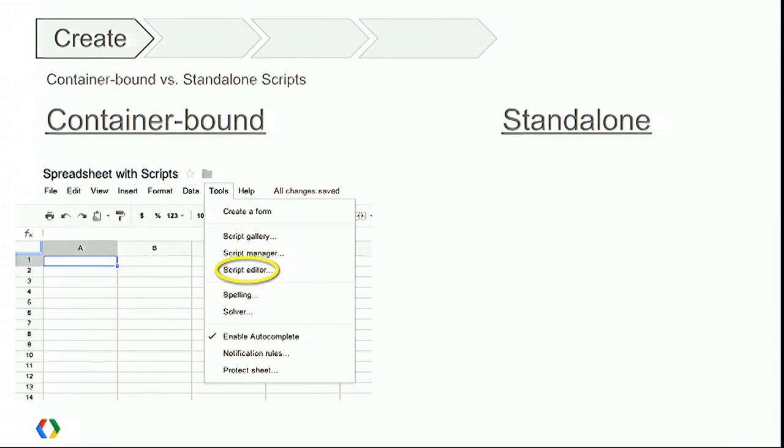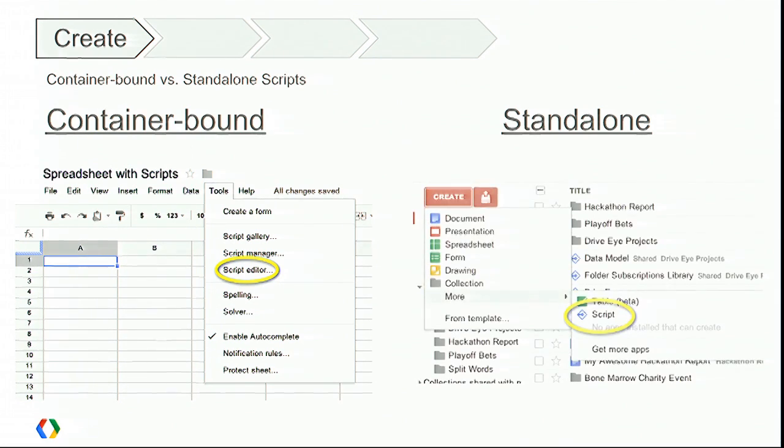As we know, container-bound scripts can be created from a spreadsheet in the Tools menu, and you can go to the script editor and create as many scripts as you like, and they are bound to a spreadsheet. Those are container-bound scripts. But as you can see in this screenshot here, you can now create scripts from Drive itself, Google Drive. Go to a Create menu, and More, you will see Script, and once you create a script, it will show up in your Drive as well.